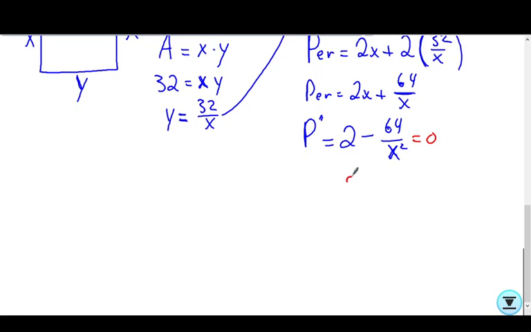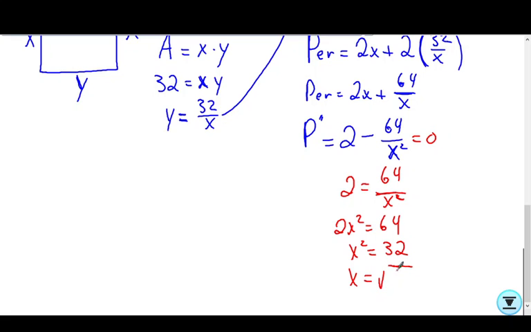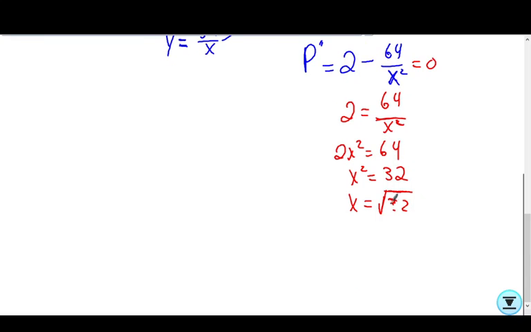So be smart about it. I'm going to move my negative to the other side. So I get 2 equals 64 over x squared. Cross multiply, so I get 2x squared equals 64, which means x squared equals 32, which means x equals the square root of 32. And I don't have to put plus or minus. Technically I could get positive or negative, but we know that the side length can't be negative.